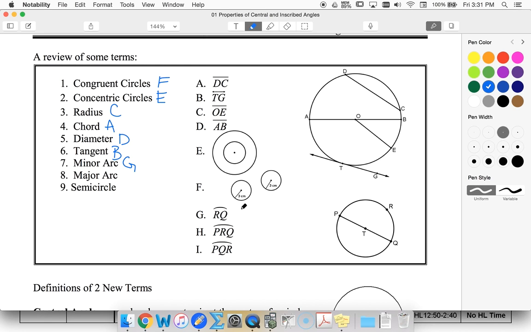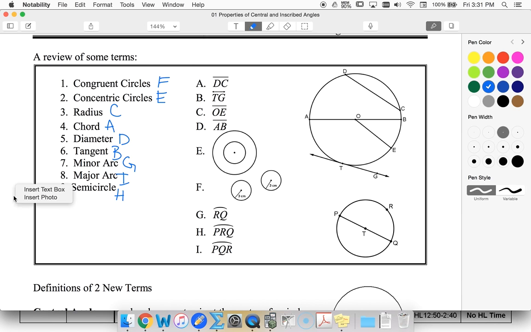And then my major arc, I could think of as, so PRQ is a half circle. So I would say PQR is a major arc. So whenever we go the longest way around that we can, we get a major arc. So PQR is a major arc. A semicircle was PRQ. So semicircle is half the circle. I know my diameter cuts the circle in half. So PRQ, that's H. And there we go.